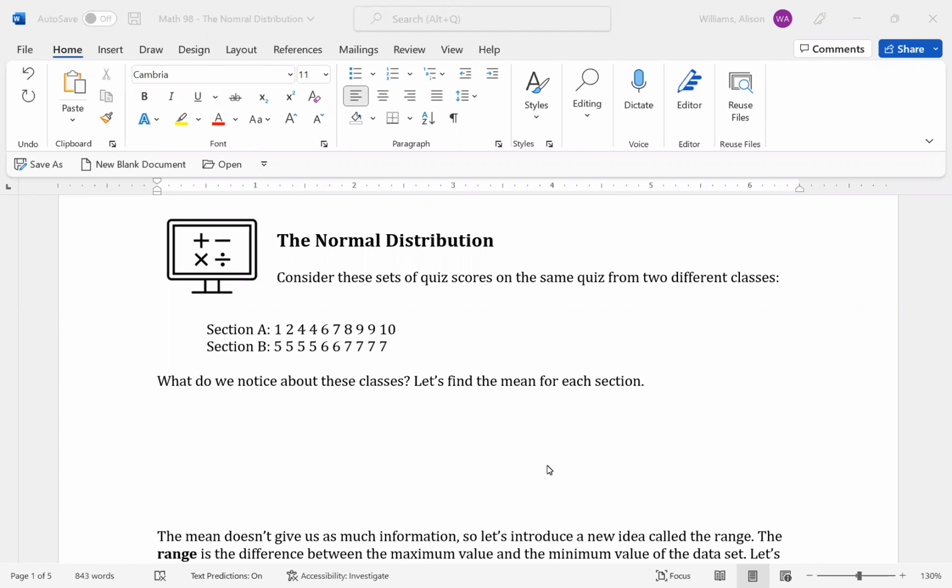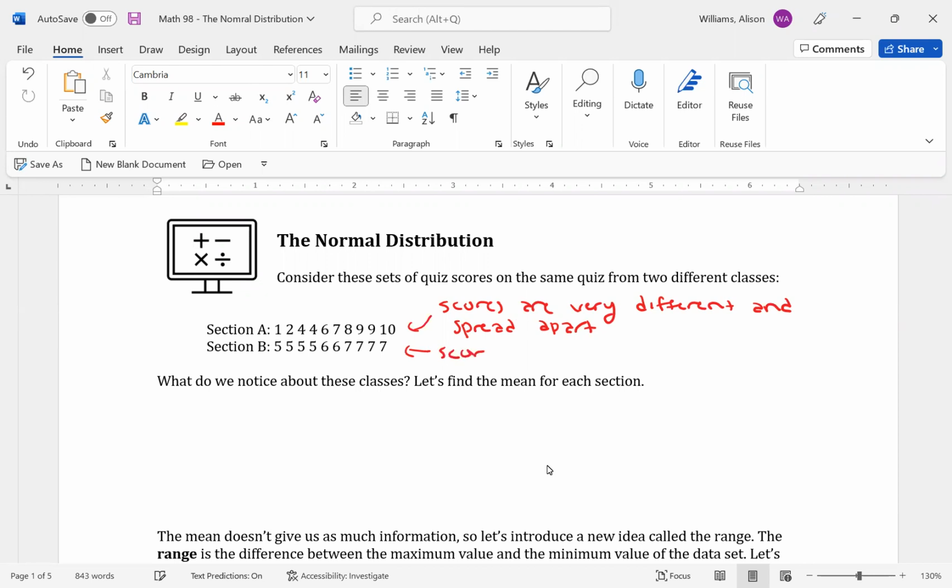So first thing I notice is that in Section A, the scores are really different, right? It goes all the way from a 1, somebody getting a 1, to somebody getting a 10. So they're very spread apart. The scores are very different and spread apart. But in section B, they're not very spread apart at all or different. The whole class got very close in their scores. So the scores are close together and similar.